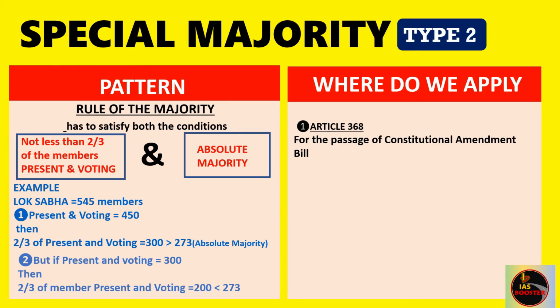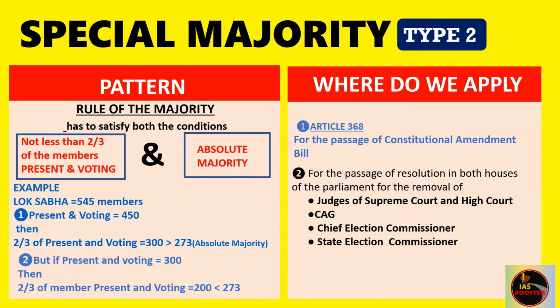So let's go to the application part. According to Article 368, we have to pass the bill only when we have special majority type number 2. Here it says for passing of the constitutional amendment bill we need special majority type 2. And then the next is for the passage of the resolution of both houses of Parliament for the removal of the judges of the Supreme Court and the High Court, the Comptroller and Auditor General, the Chief Election Commissioner, State Election Commissioners. That's all about it.